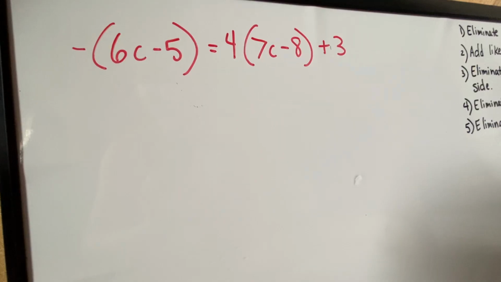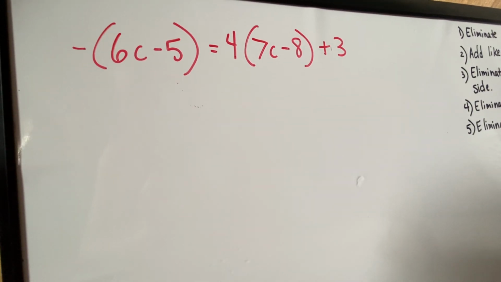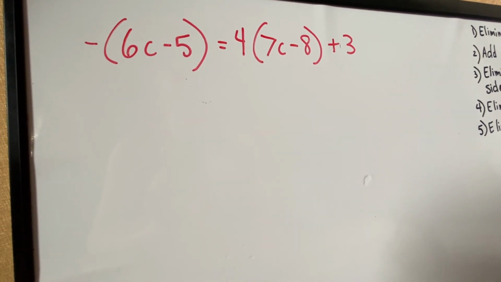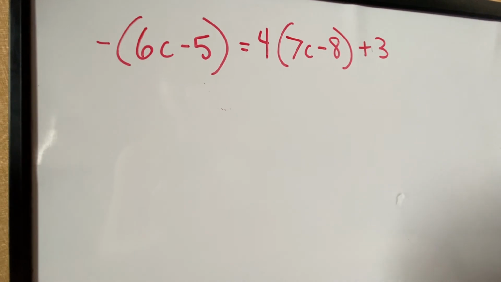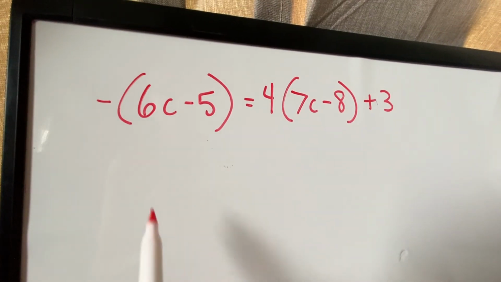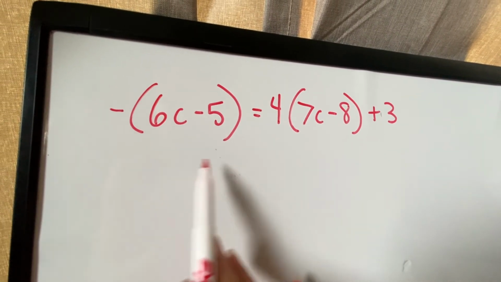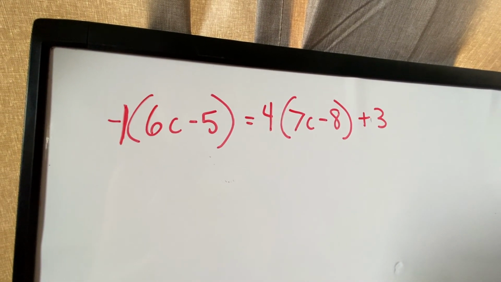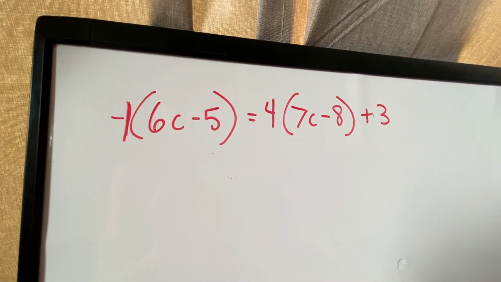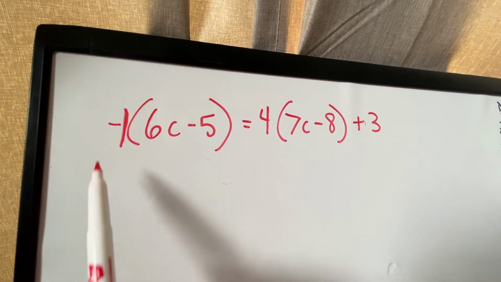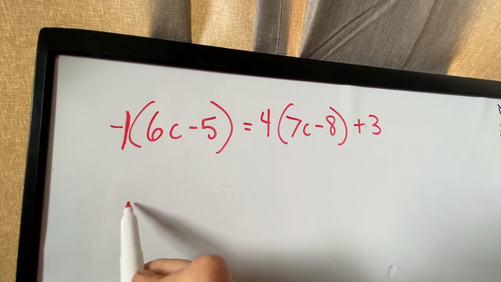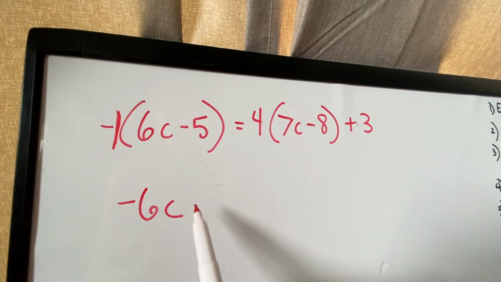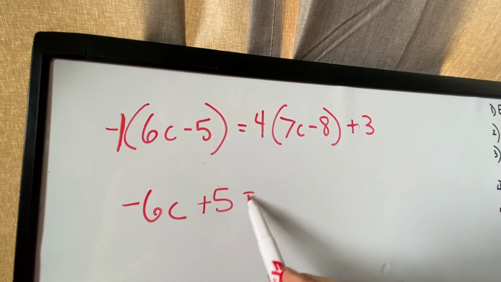Easy peasy. Another example for us to work through, this is letter B in your homework. It says to eliminate the parentheses, and we're going to do that by distributing. So over here, there's this negative in front of this. I'm just going to pretend it's a negative 1. When you see a negative, you can do that when it's just by itself like that. Okay, so negative 1 times 6c is negative 6c. Negative 1 times negative 5 is a positive 5.